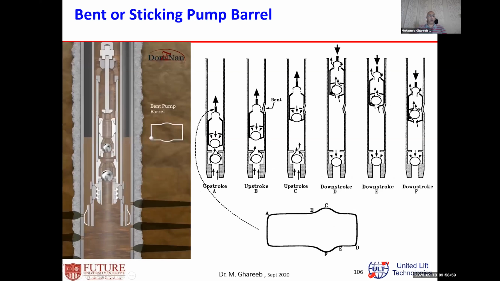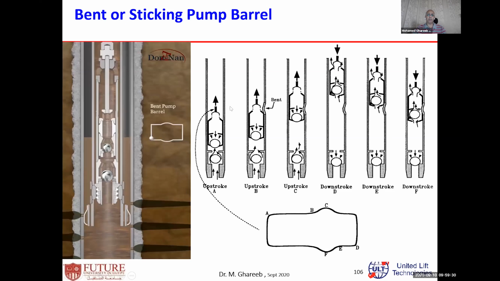Sometimes I have all the valves running okay, I have enough fluid in the pump, but the problem will be with my pump barrels, the outer cylinders. Because remember, we said for downhole pumps, I have five basic parts: the pump barrels, the plunger, the traveling valve, the standing valve, and the hold down assembly. One of the most important parts is the pump barrel, which holds all the fluid inside.